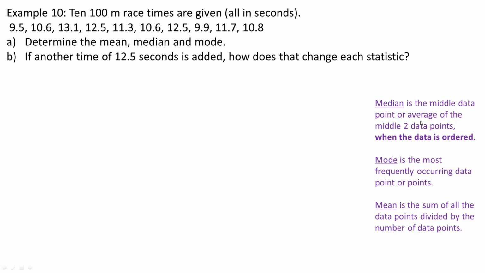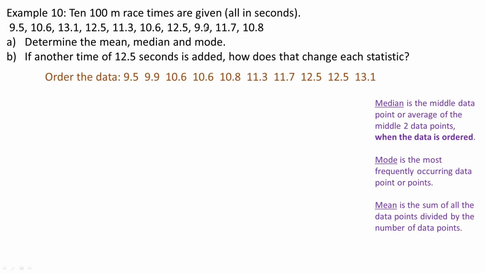Median is the only one that has to do with ordering the data. Mode is just the most frequently occurring data point or points. And mean is the sum of all the data points divided by how many of them there are. So the first thing for median, you want to put them in order. 9.5 is the smallest, 9.9 is next, then there's two 10.6s, etc. And that's all the data points. The 13.1 is the highest time.